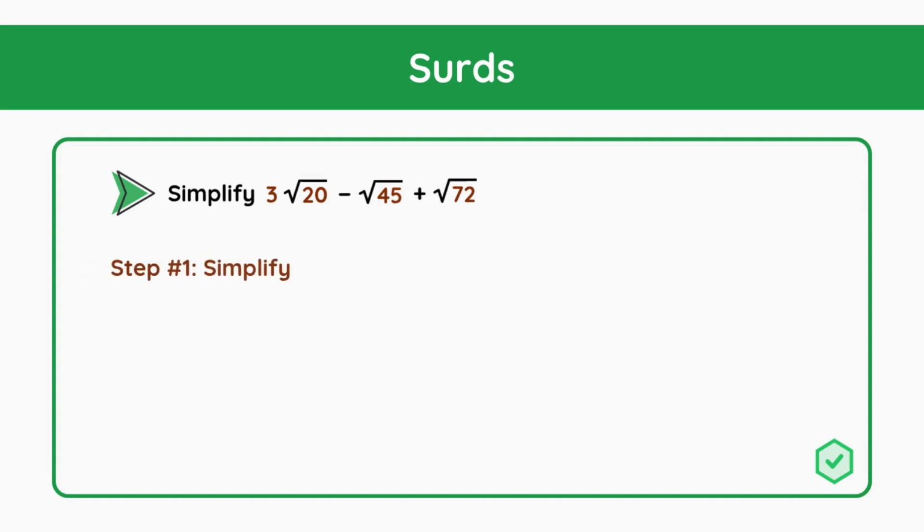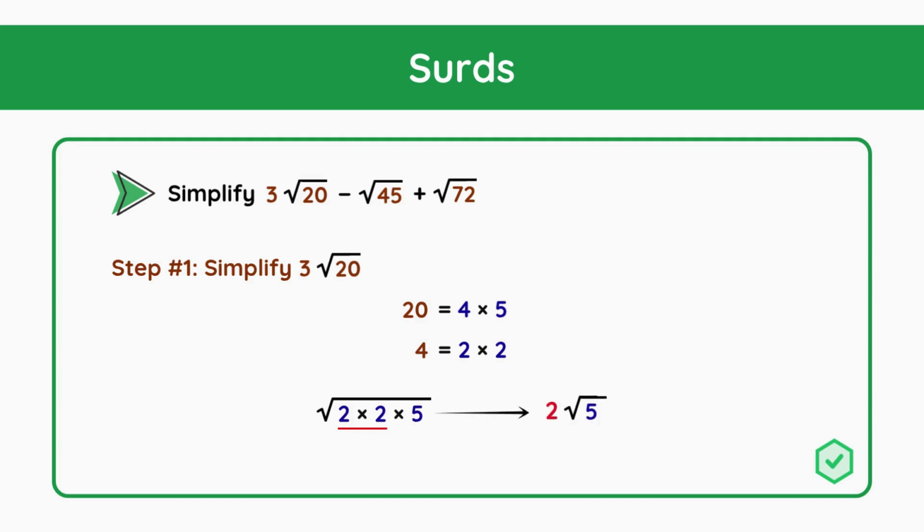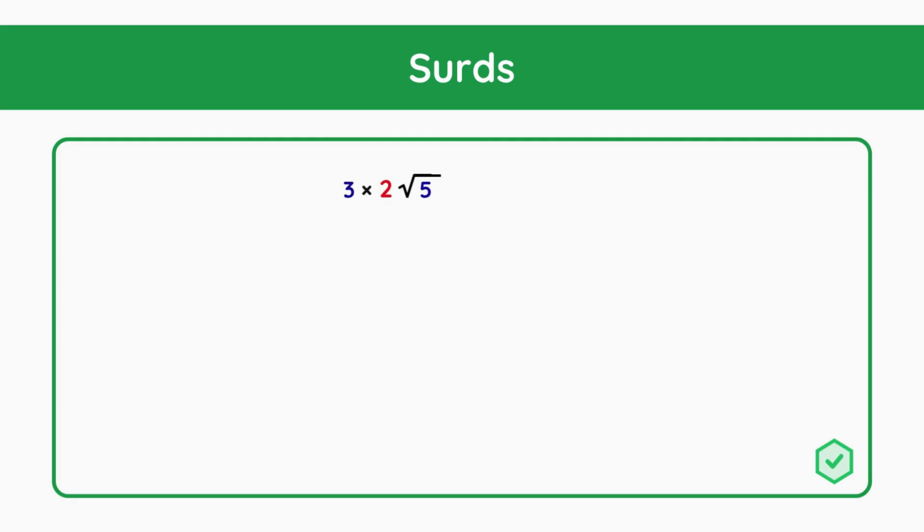Let us start with our first term, 3 square root of 20. We break down 20. 20 can be written as 4 times 5. 4 can be written as 2 times 2. So the prime factorization of 20 is 2 times 2 times 5. Under the root, this is square root of 2 times 2 times 5. We have a pair of 2's. We move this pair outside the root to get 2 square root of 5. Now we multiply this by the original coefficient of 3 sitting outside. 3 times 2 square root of 5, which equals 6 square root of 5.